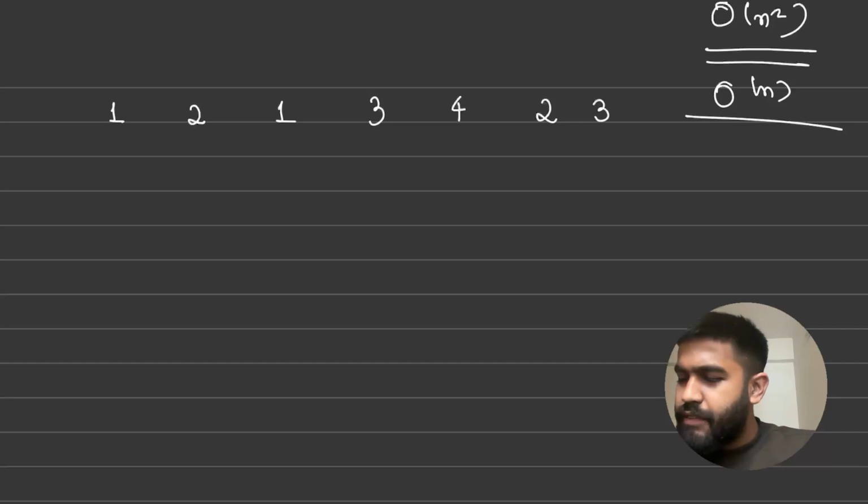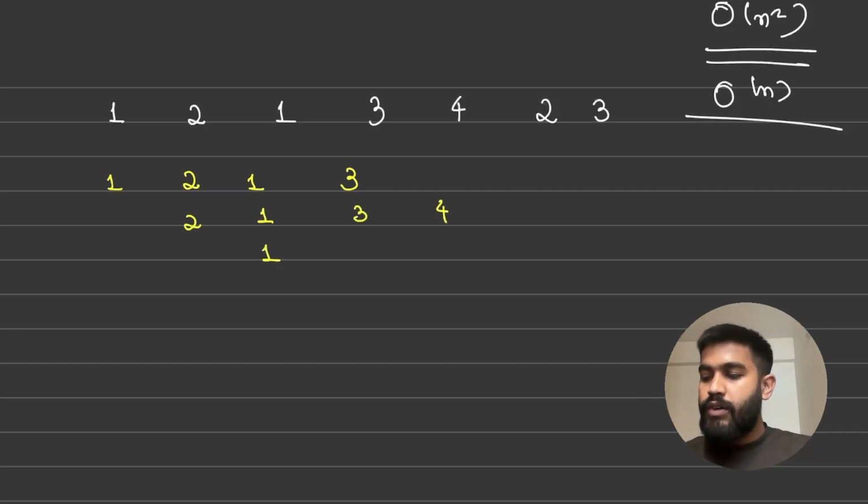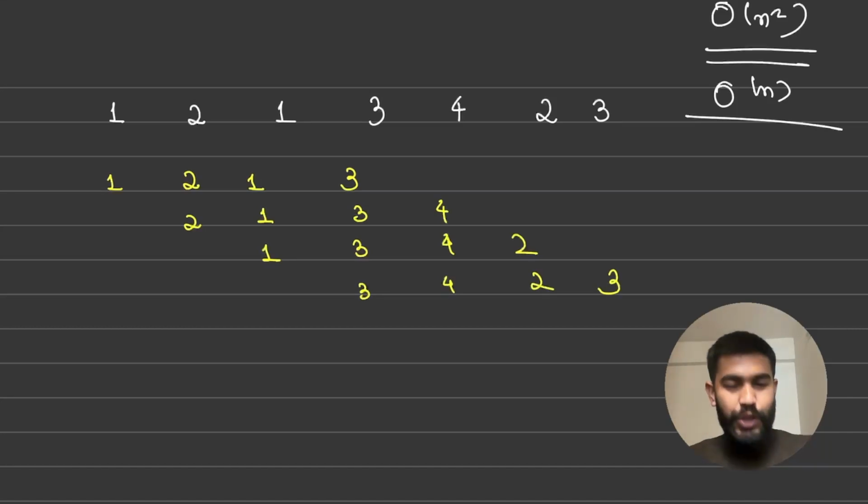Let's try to think. The very first subarray is 1, 2, 1 and 3. The next subarray is what? 2, 1, 3, 4. The next subarray is what? 1, 3, 4, 2. The next subarray is what? 3, 4, 2, 3. Did you notice something?